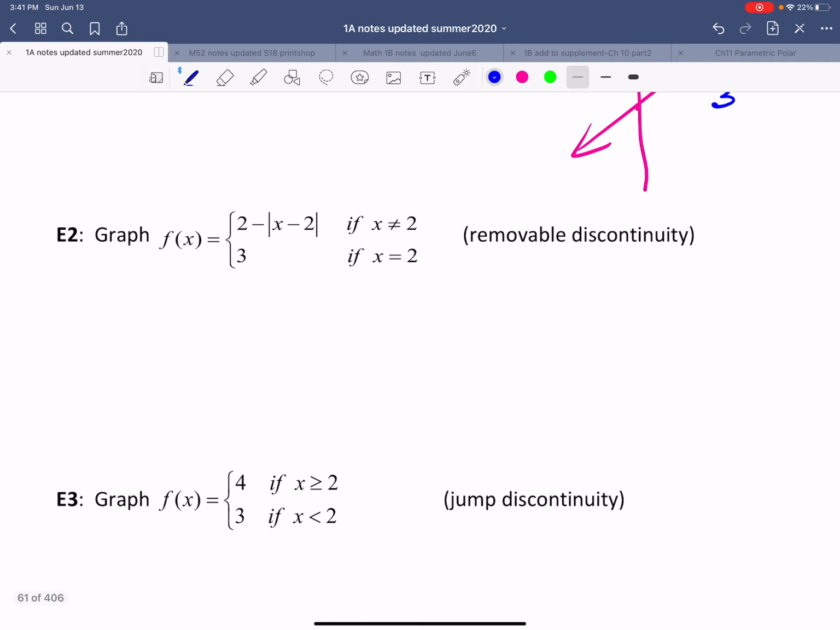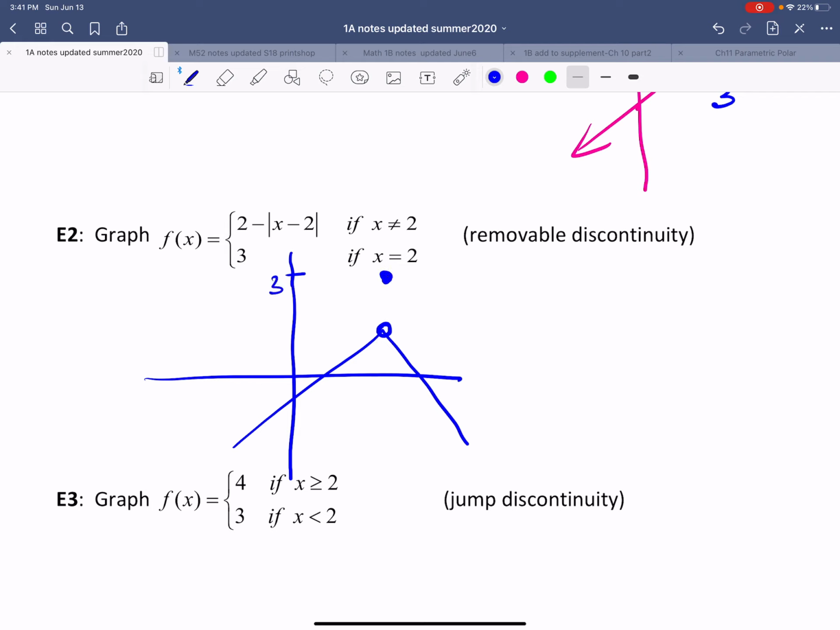Next, 2 minus absolute value of x minus 2. So this function, when x is not equal to 2, is absolute value of x minus 2 flipped upside down. It's going to be something like this with a hole here, and the value of the function is actually not equal to 2, it is equal to 3. So something like this. This is x-axis and y-axis.